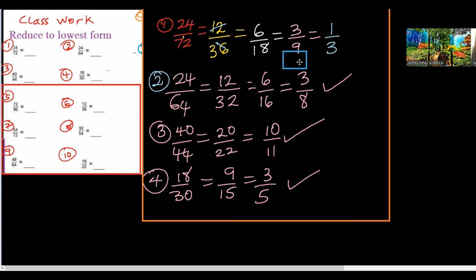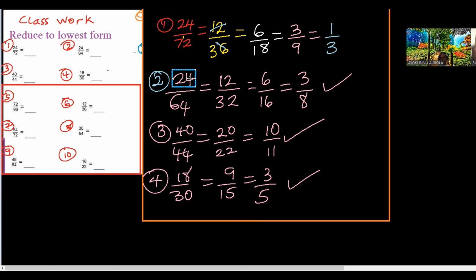But at this stage, 2 can no longer divide because they are odd numbers, okay? 3 and 9 are odd numbers. Is that clear? Yes. So I now used 3 to divide. 3 divided by 3 gives me 1, and 9 divided by 3 gives me 3. Is that clear to you now?